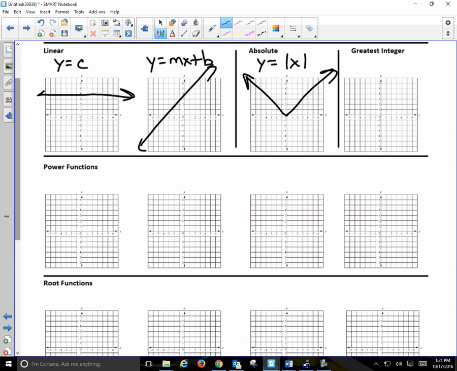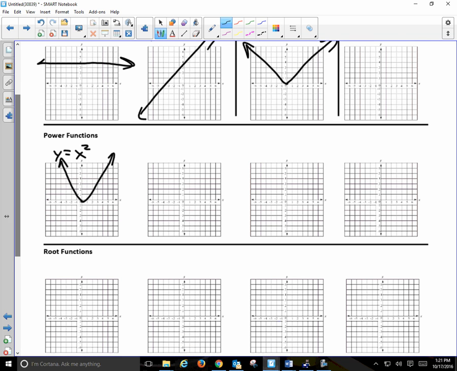We won't do the greatest integer function. It's really not worth it. Power functions, y is equal to x squared. It's a parabola. You're familiar with all of these, right? y is equal to x to the third. y is equal to x to the fourth. You think it'll look like x squared or x to the third? x squared, just a little bit more narrow.